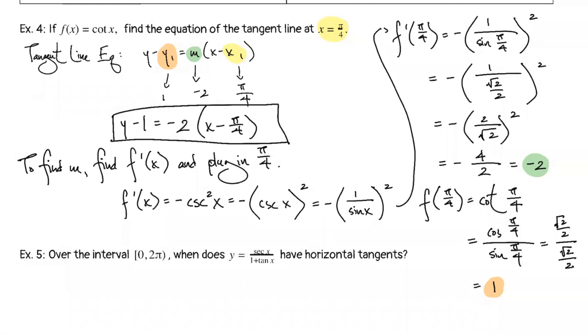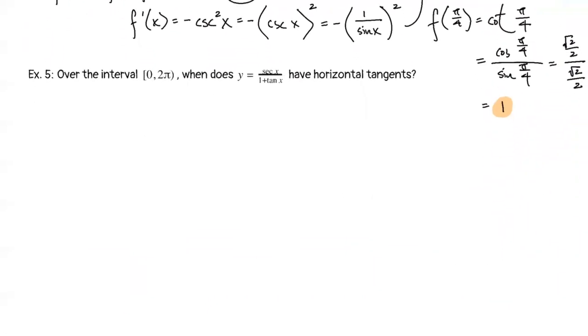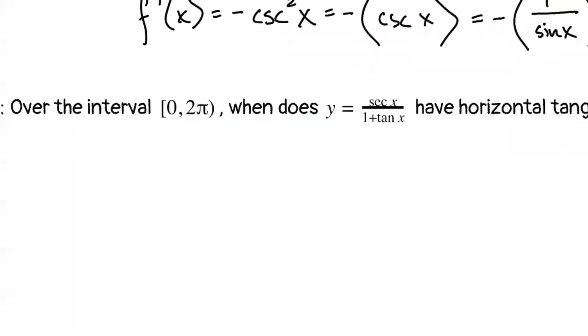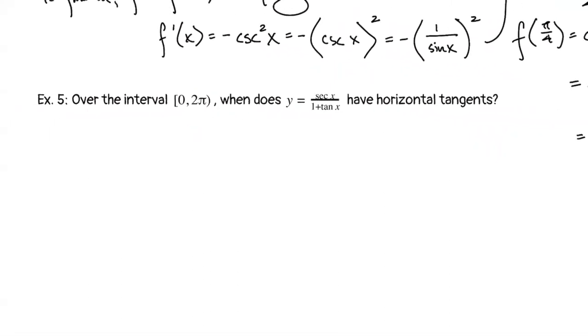All right, let's do one more problem today. Let's take a look at example 5. Over the interval 0 to 2 pi, and so we can see here some of that notation we used earlier. I'm including 0, but I am not including 2 pi. So over the interval 0 to 2 pi, when does y equals secant x over 1 plus tangent x have horizontal tangents?